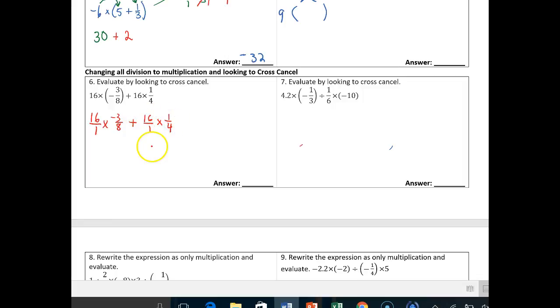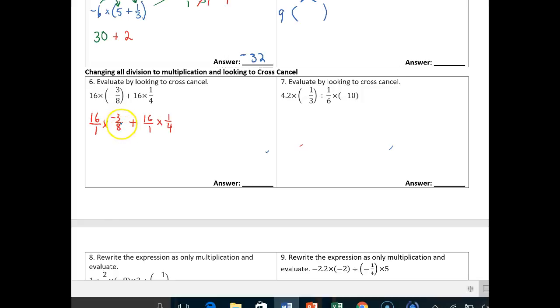Now some of you may be thinking, oh, let's move the 16 over 1s next to each other because they look alike. Well, you can't necessarily do that because we have multiplication and addition here. This addition, we could flip-flop these whole things together, right? But I couldn't flip-flop just this part and this part, right? That would be changing the entire problem. So let's look to cross cancel.